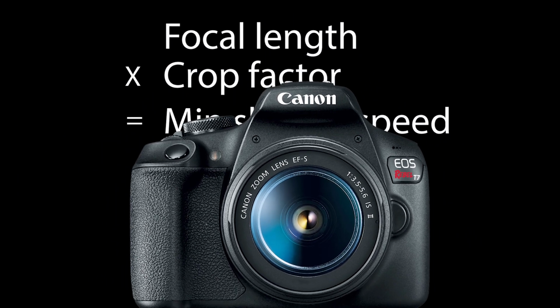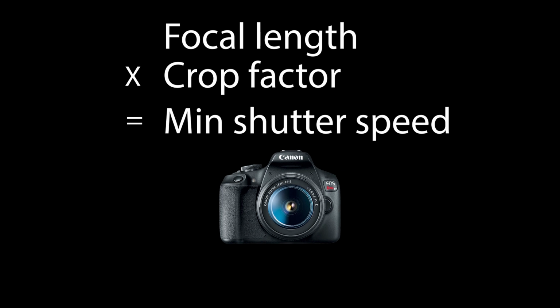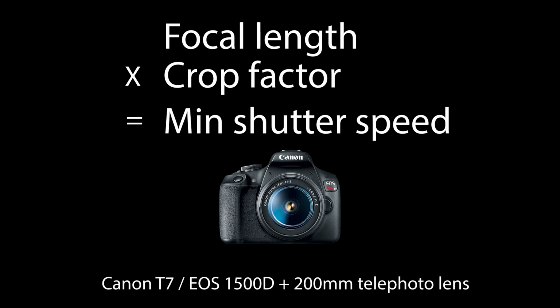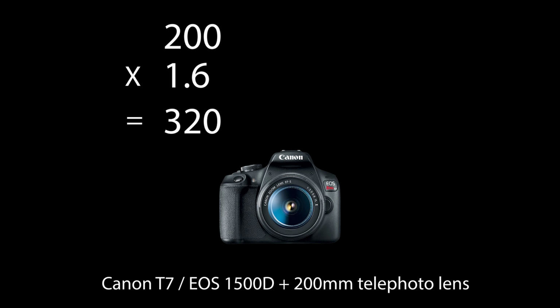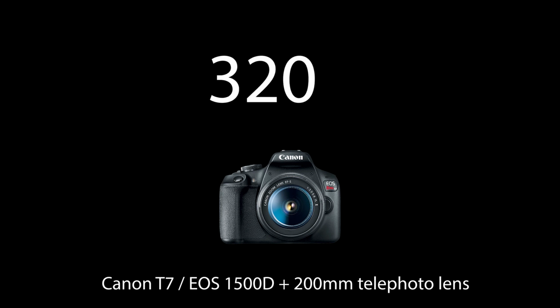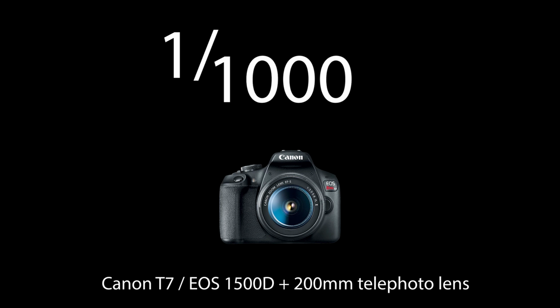So let's run through that once more, but this time let's imagine we're using a Canon T7 and a 200mm telephoto lens. So the focal length, as we know, is 200. The crop factor for a Canon T7 is 1.6, which is different to the Nikon cameras. So 200 times 1.6 is 320. And as luck would have it, there is a shutter speed that perfectly matches 1/320th of a second. Now again, a reminder that you can choose a faster shutter speed if you wish, just don't go below the suggested shutter speed if using the camera handheld.